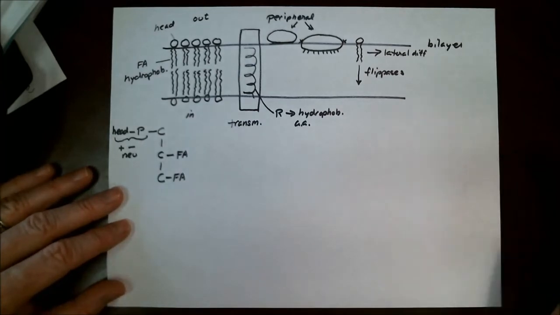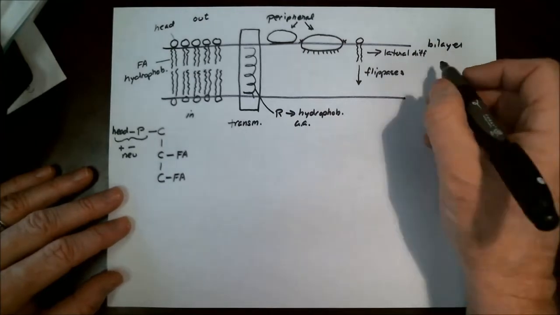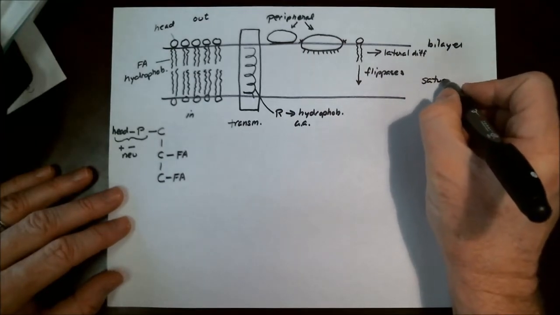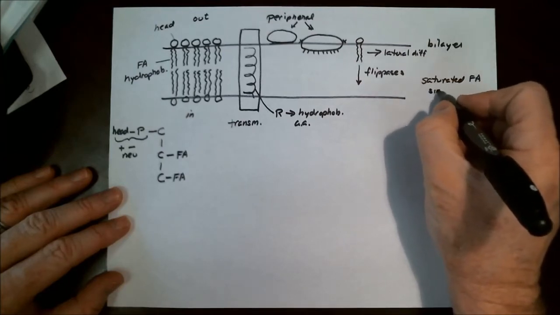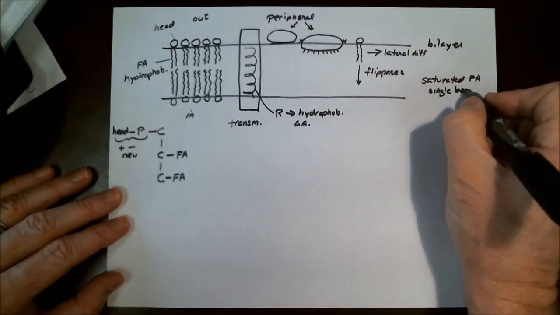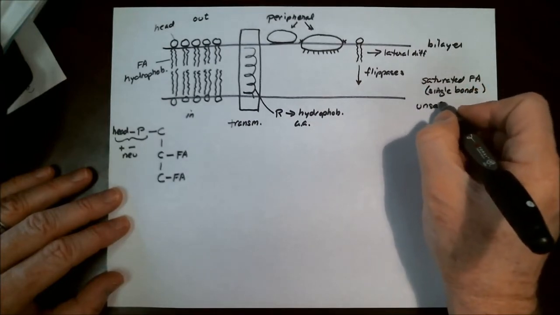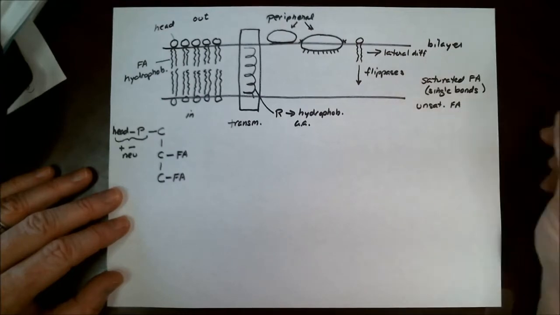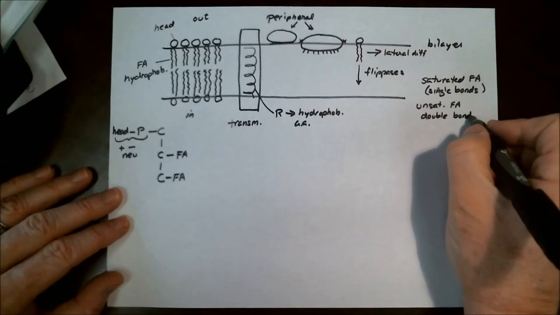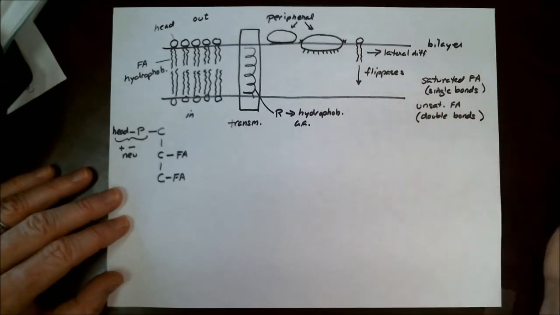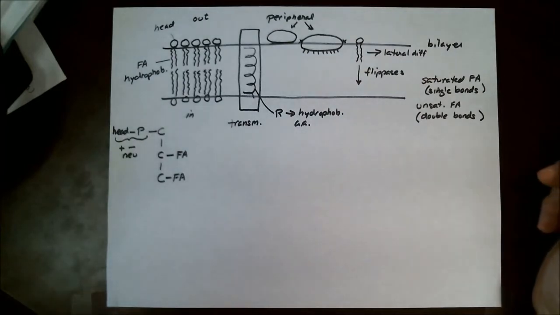Now, going back to our discussion about fatty acid structure, we talked about saturated fatty acids, and these fatty acids all have single bonds in their carbons. We talked about unsaturated fatty acids, and these have variable amounts of double bonds. Now, these two types of fatty acids work together in a biological membrane.